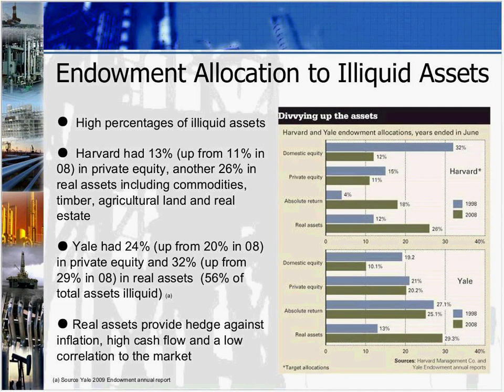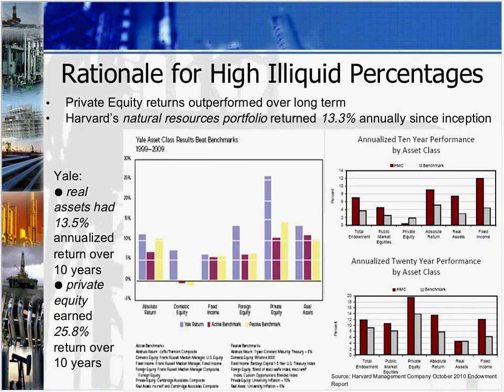And we're not bullish on the overall U.S. equity market. So it could be this high allocation to real assets over the long term helps the endowments have a positive return. So why do they have this high allocation? What is the rationale for these high illiquid percentages? When you look at the returns over the past 20 years, and I think Harvard and Yale have done a study, what they found is that private equity over the long term has outperformed every other asset class.